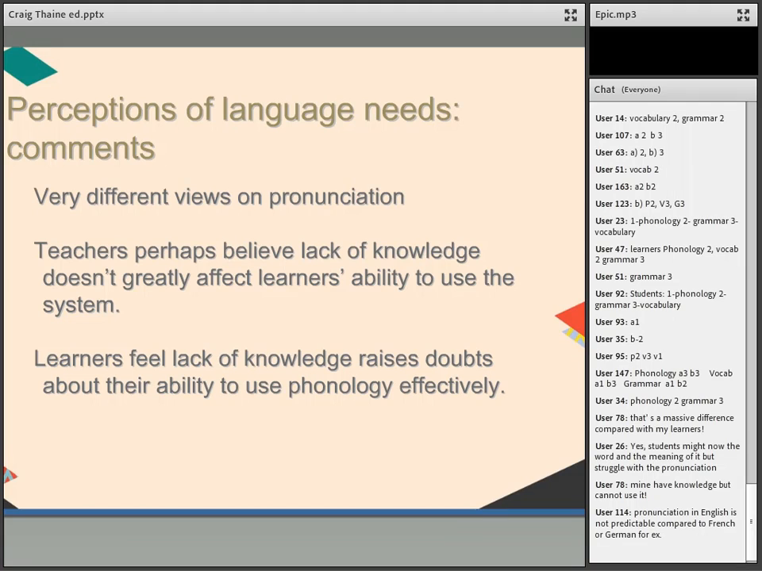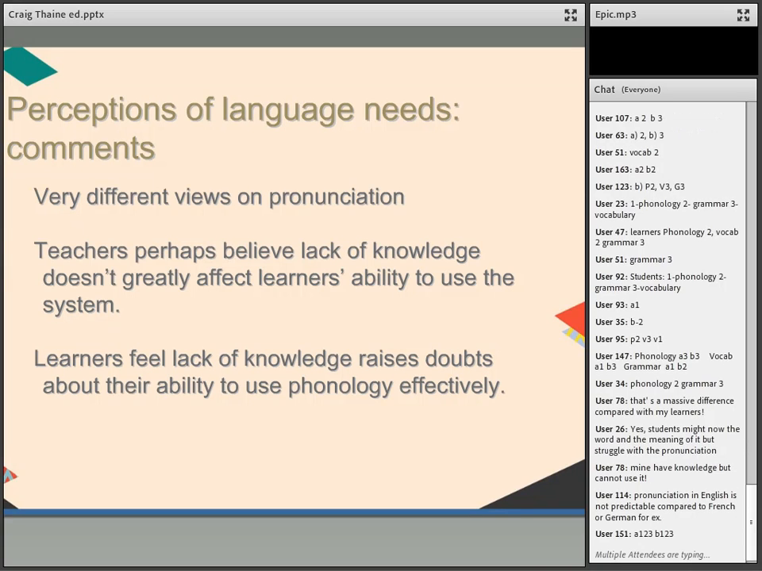So clearly, between the learners and the teachers, there are very different views on pronunciation. I think that the teachers believe that the lack of knowledge on pronunciation didn't really affect their ability to use the system in any way. But learners obviously felt, because they didn't know about it, they weren't confident. So I was very interested in this and quite surprised by this, because I think that my own personal answer to that question, if I'd been responding to the questionnaire, would have been in line with the teachers, insofar as I wouldn't have thought that pronunciation was a great area of need, but it is.